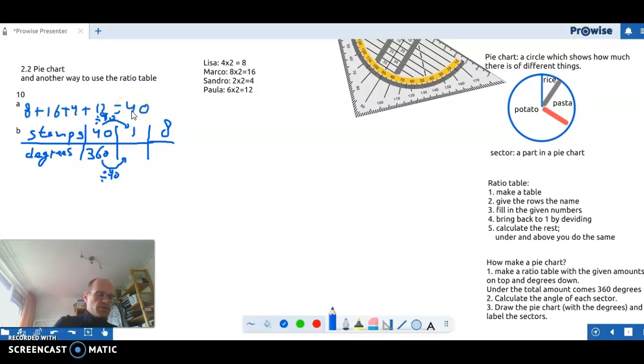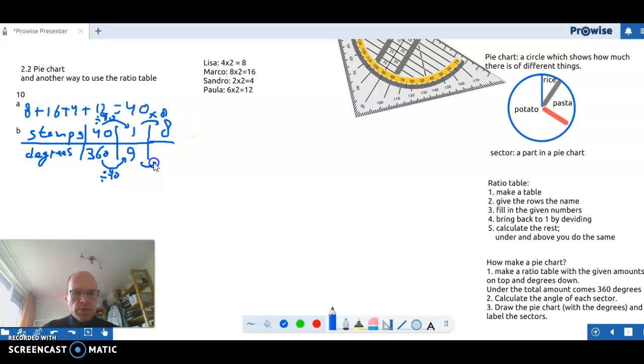And I need to divide 360 by 40. So you just grab your calculator and then you get 9. There's 9. So one stamp will be 9 degrees, but she didn't sell one stamp, she sold a set of 8. So we need to multiply by 8.